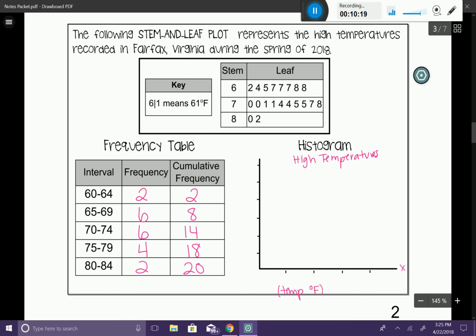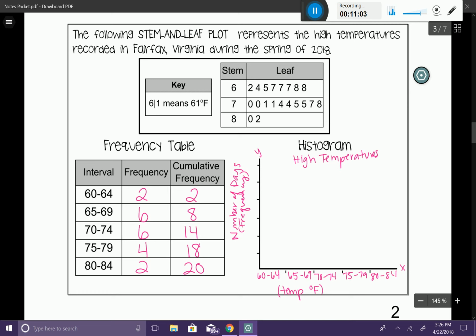And then I'm going to go up to my y-axis, and I'm also going to give that a name as well. We'll just say number of days. Sometimes you might even just see the word frequency up the y-axis, and that's perfectly fine as well. Okay, now back to the x-axis. I'm just going to write my intervals in. So I'm going to say 60 to 64, 65 to 69, 70 to 74, 75 to 79, 80 to 84.